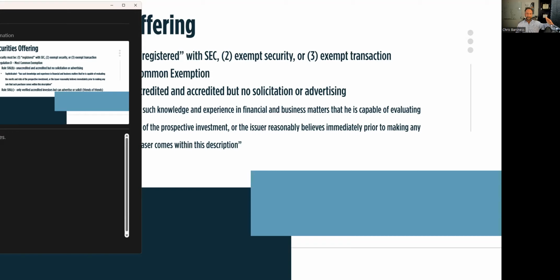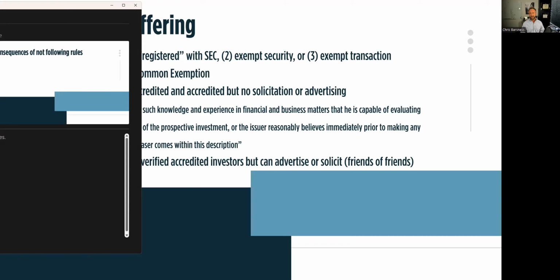Now, if they don't rise to the level of accredited, you can still take up to 35 non-accredited, but they still have to be sophisticated. So here's the definition of sophisticated. It's not a hard objective test where you can look at a tax return and tell, but they have to have some general knowledge and experience in financial and business matters, so they can basically understand the risks of the investment and make a good decision on whether they should invest and can afford to potentially lose their money in making this investment.